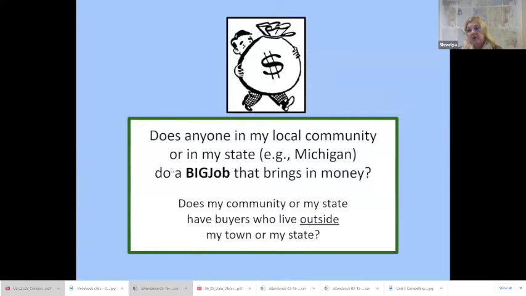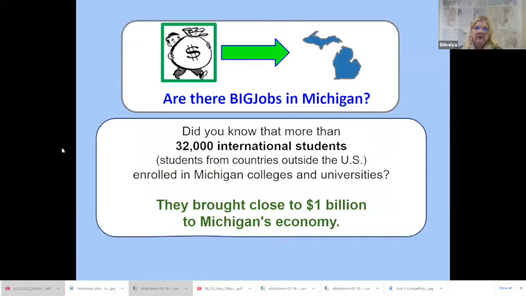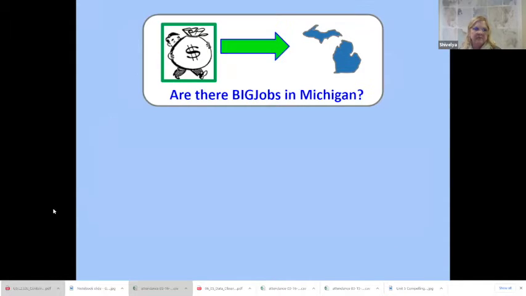Let's see, does anyone in my local community or my state do big jobs that bring in money? There's a lot of different examples that we can use. We start with one here. We were talking about the college professor. That was one of our first examples. And here, an interesting fact: we have over 32,000 international students enrolled in Michigan colleges and universities, and the impact that has on our economy is close to $1 billion. So once again, that is a big job for the state of Michigan.